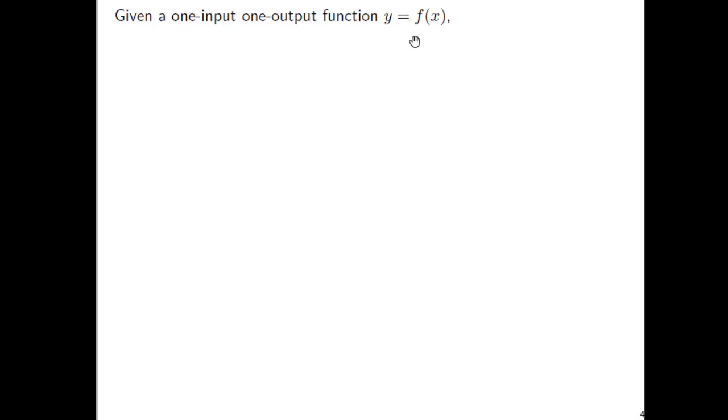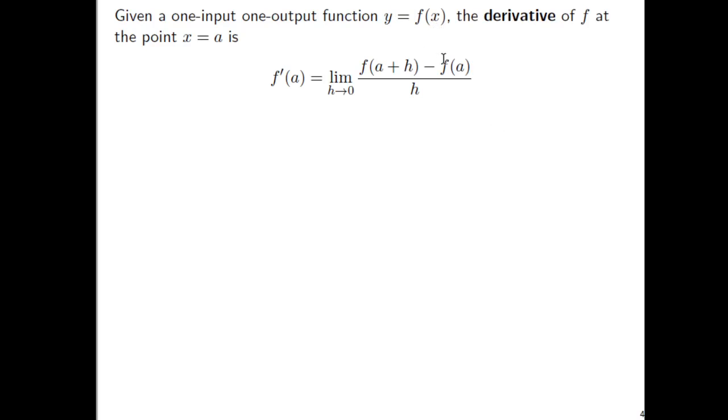Back in Calc 1, we talked about functions where you provide one number as input and one number comes out as output. And the derivative of this function at the x value a was f prime of a equals the limit as h approaches 0 of f of a plus h minus f of a all over h.